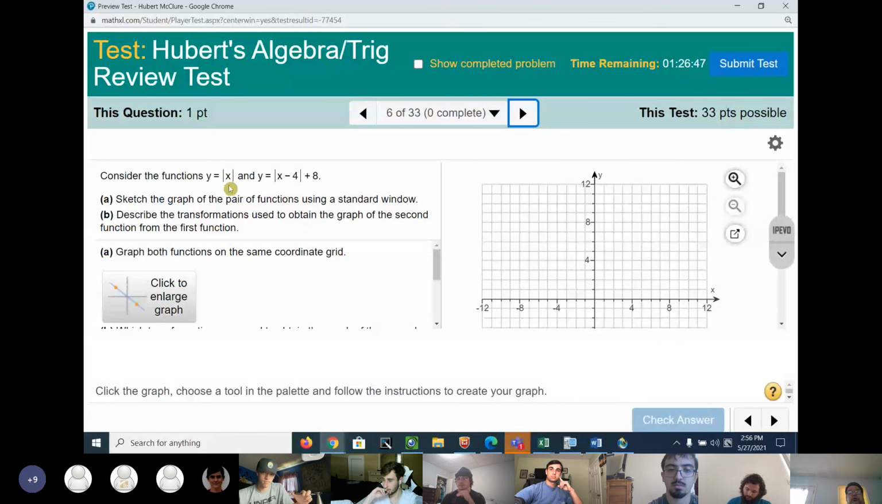Consider the function absolute value of x minus 4 plus 8. What is negative 4? What is that? Phase shift. That is the, not phase shift, but what? Well, you're moving it to the right. Horizontal shift. Yes, right 4 places. And what is plus 8? That's a vertical shift.